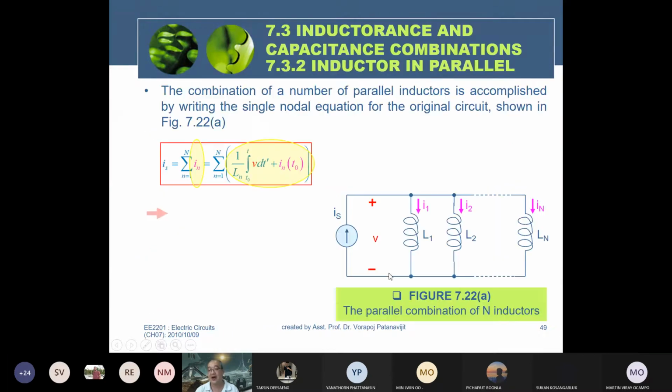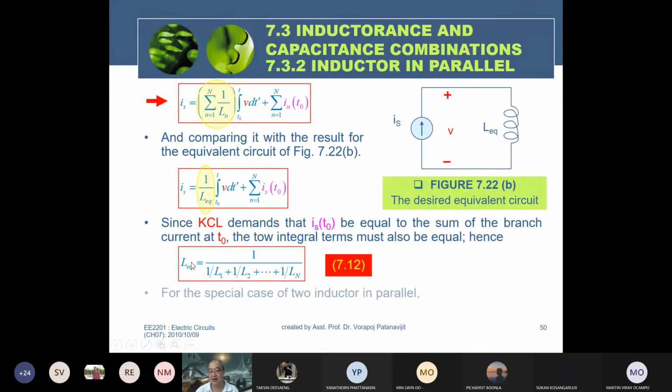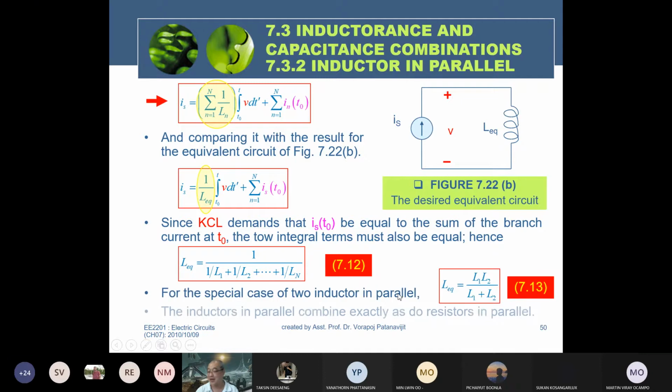For inductors connected in parallel, it is the same as the resistor too. The equivalent inductance is 1 divided by L equivalent equal to 1 divided by L1 plus 1 divided by L2 plus 1 divided by L3 and so on. The way to combine them is very easy, right? The inductor is the same as the resistor.